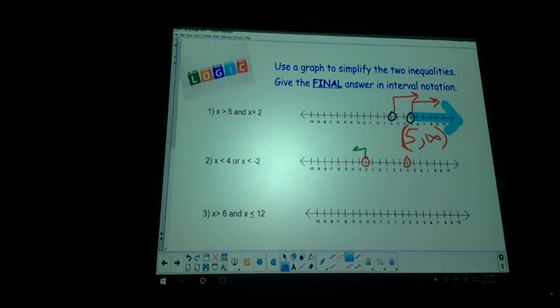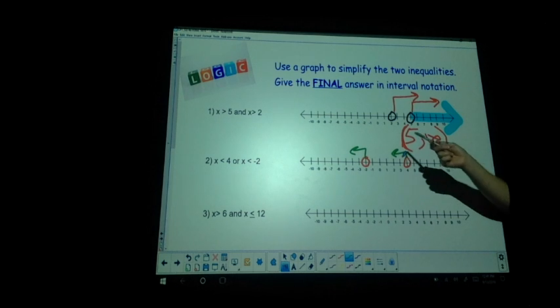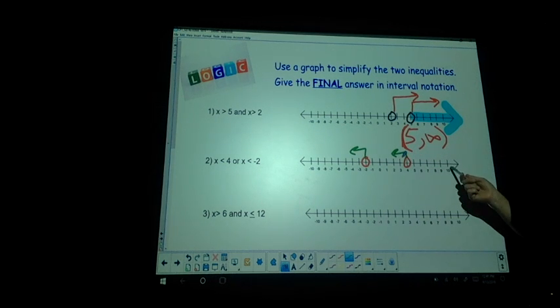So think about what's going on here. I want values going this way on both. How many of these have to be true? I have to have at least one of them. So if I pick 10 and plug it in, is 10 less than 4? Is 10 less than -2? So it doesn't work. Over here is all false.